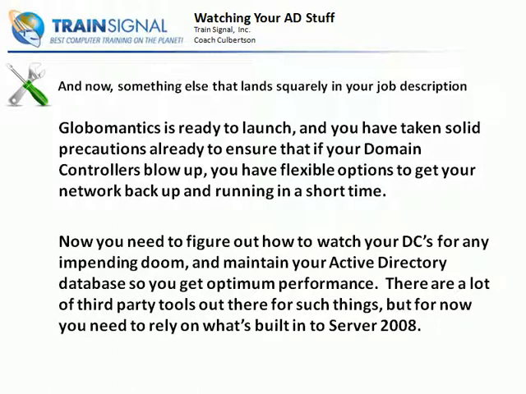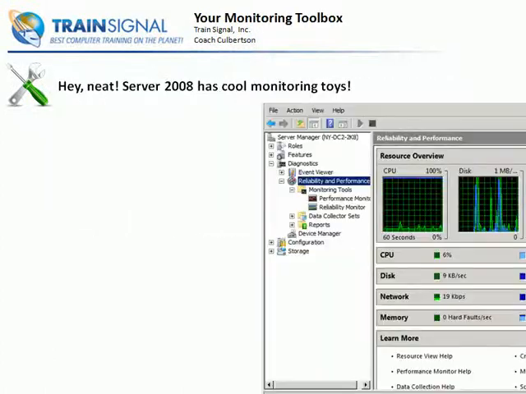But here's the deal. We now need to figure out how to watch the domain controllers for any impending doom, because there's always going to be some indicators as time goes on. We want to be able to maintain that Active Directory database, though, because we want to get optimum performance out of it. We don't want people having to wait to log on. We don't want to have a lot of interruption in their processes, so I'm going to show you how to get that handle too. There's a lot of third-party tools out there to do a lot of the stuff we're going to be talking about, but right now, all we have is what's built into Server 2008, so that's what we're going to be working with, at least initially.